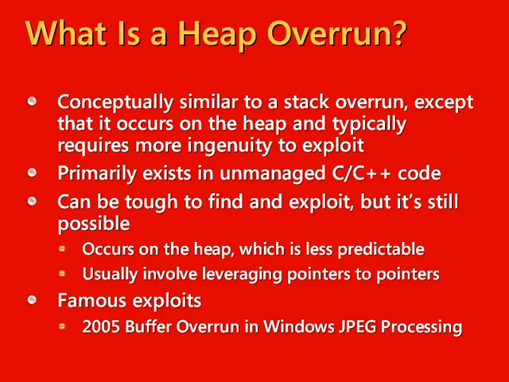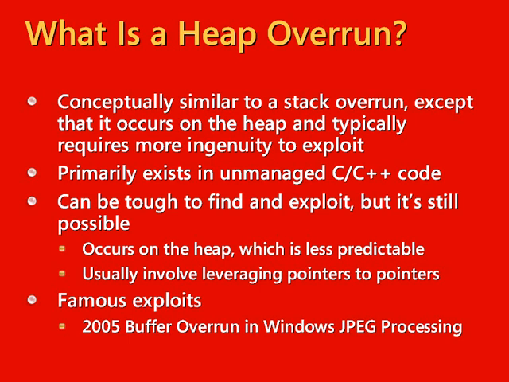And so it's often easy to remember that while it might be less predictable to find an overrun on the heap, or it might be harder to leverage the pointers to pointers that are required in many cases, it's still possible, and there are motivated developers out there that would like to write malicious code to take advantage of systems if they can. So it's our responsibility as software developers to be aware of these potential overruns and to make sure that our code is clean of them.